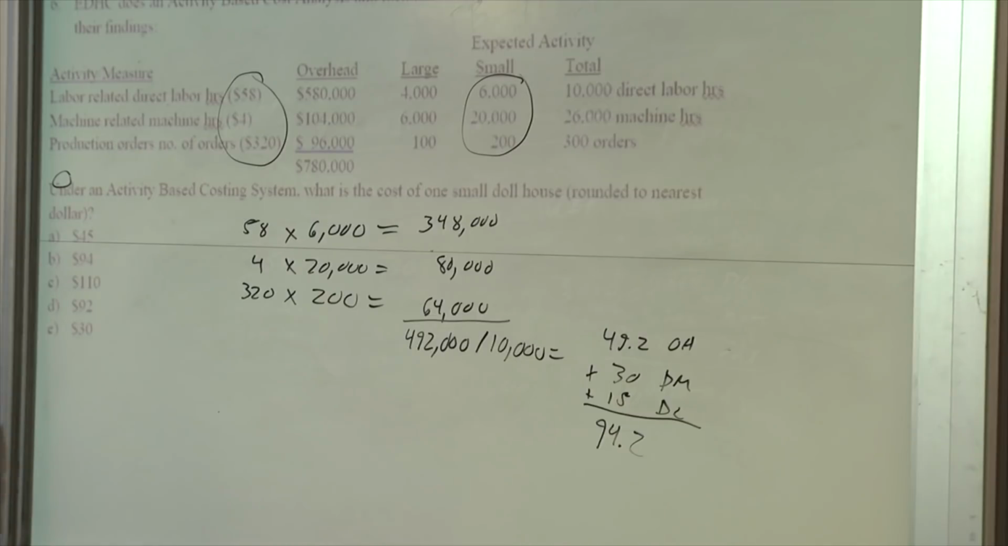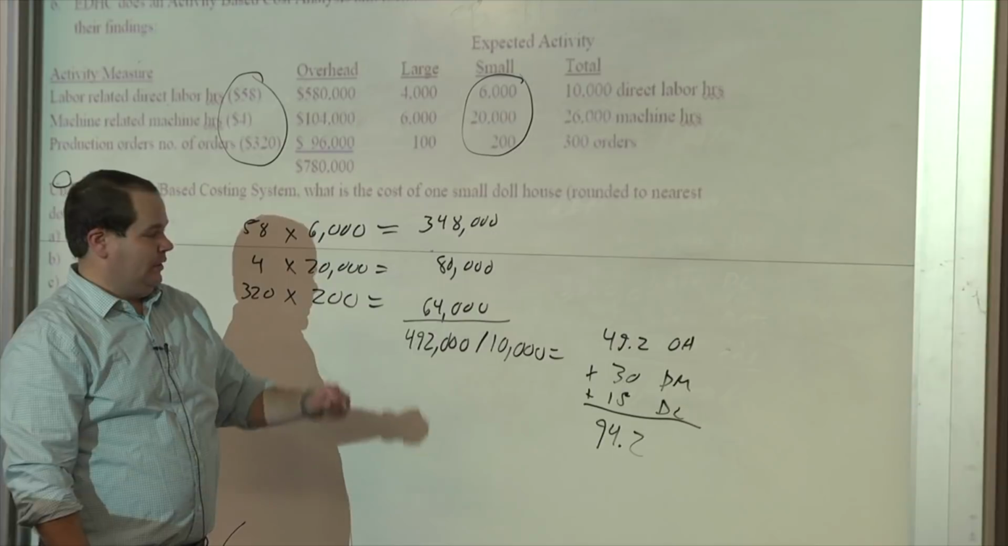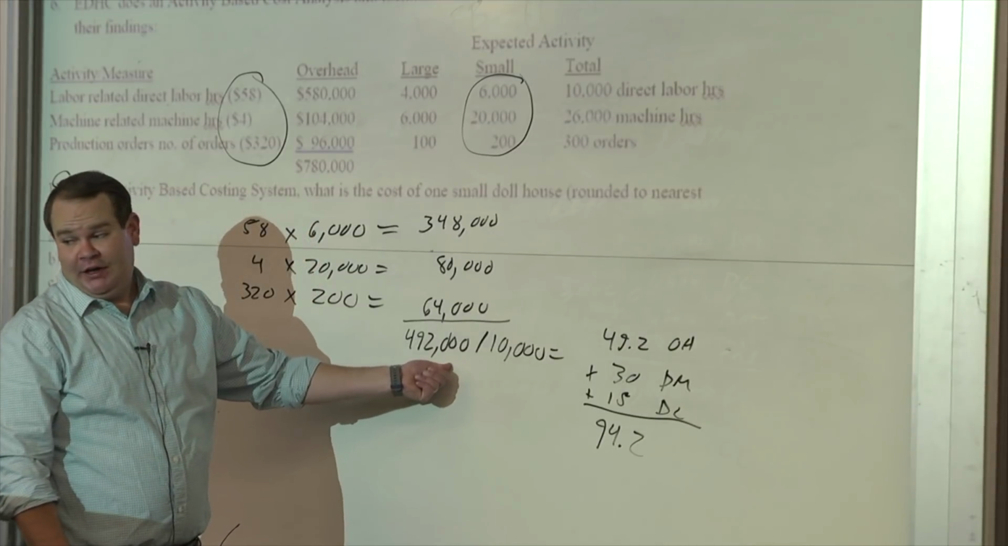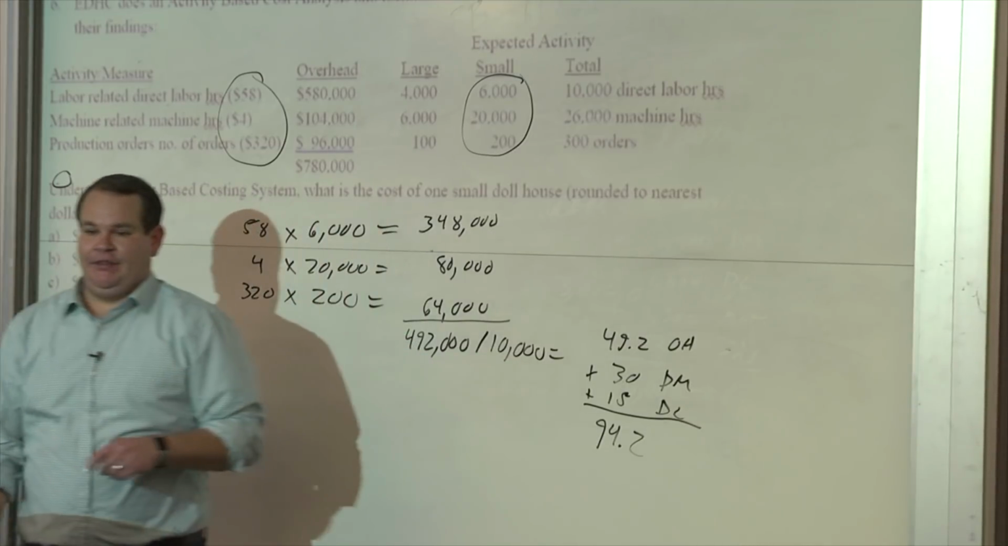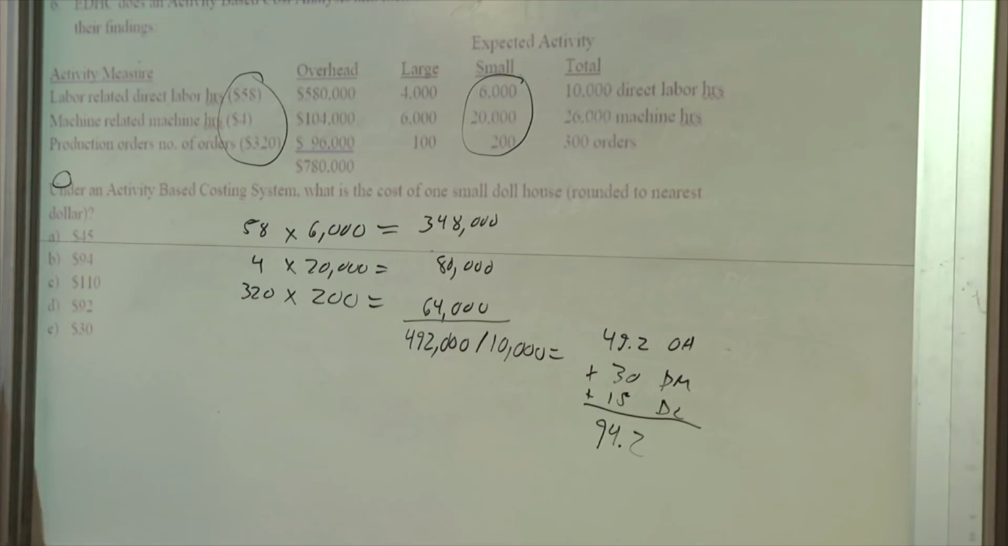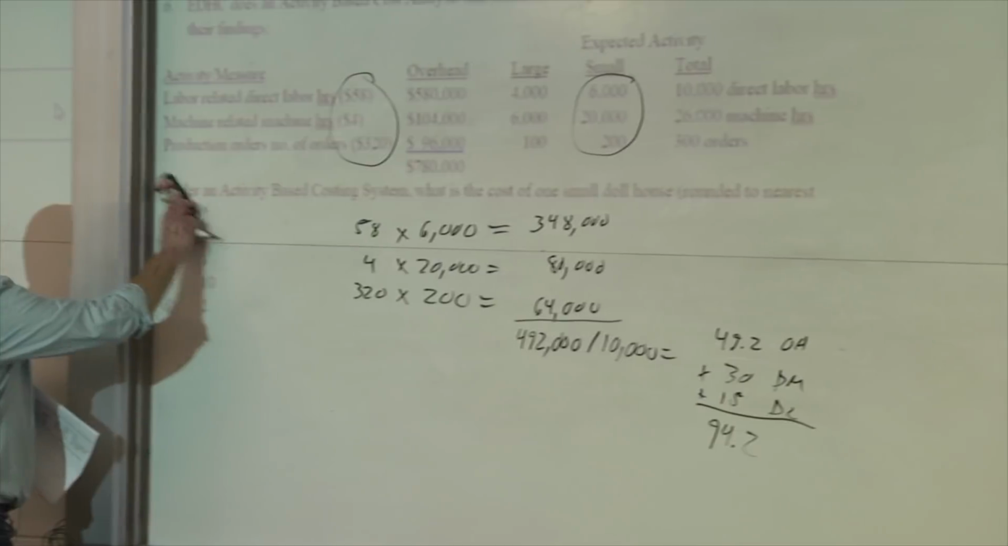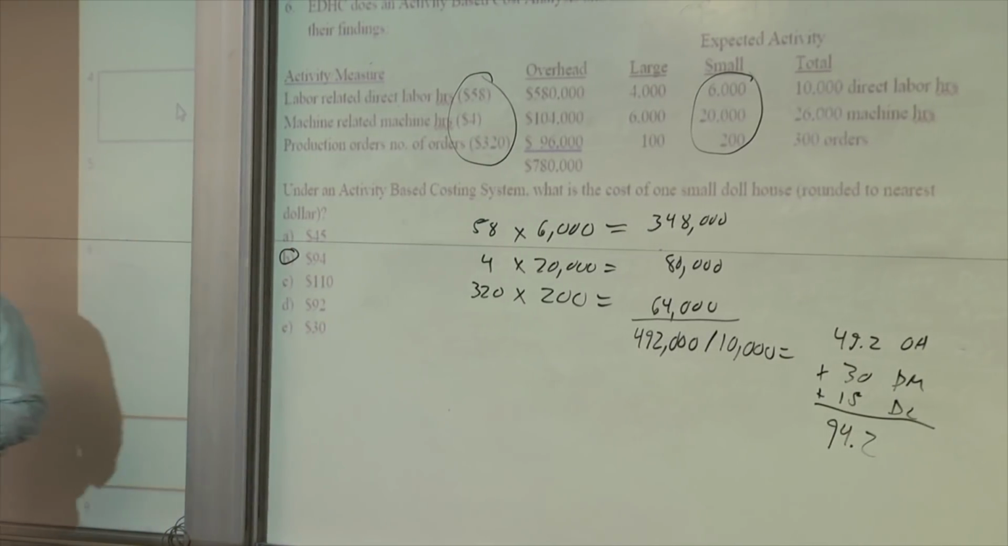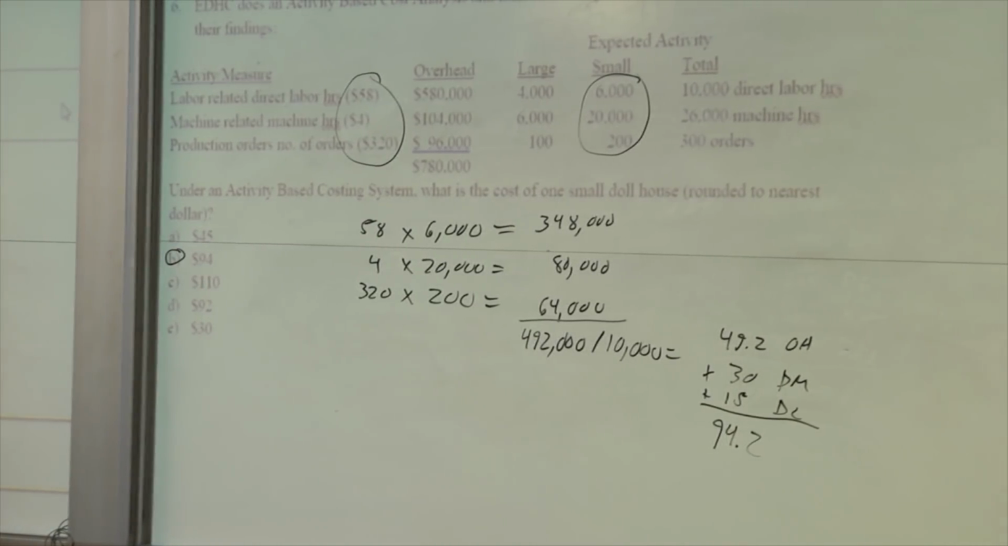So what is the cost of one small dollhouse? We took the total overhead for all the small dollhouses and divided by 10,000, so then we end up with the per unit. So 94.2, it'll be choice B, $94.